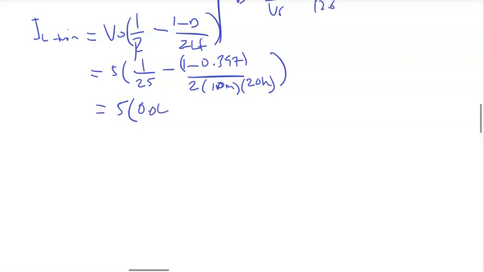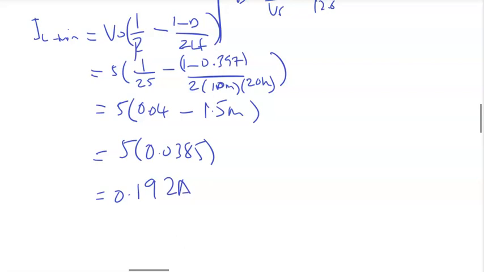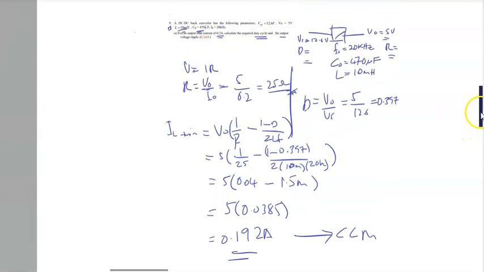So calculate for 1 minus divide by 25, so you get 0.04 minus, solve the right hand side of equation, so we get 1.5 milli. So 5 times 0.385. So we get the final answer of IL minimum of 0.192 ampere, which is for sure a positive value. So this is CCM mode of operation. Okay, so means that our circuit is confirmed to work in CCM.